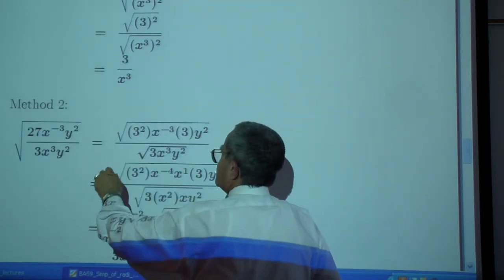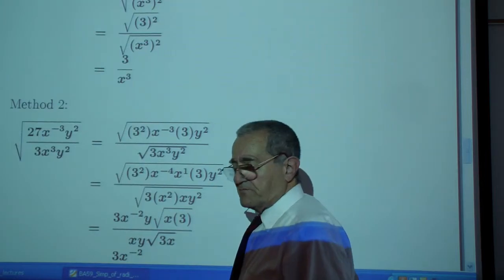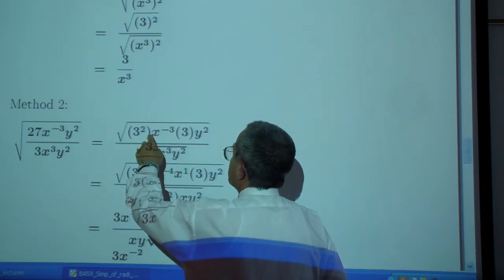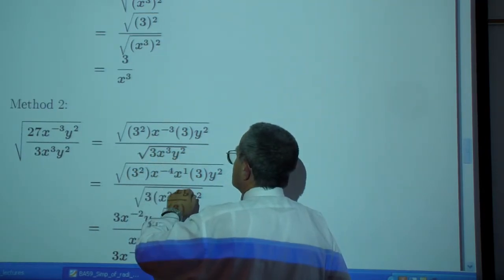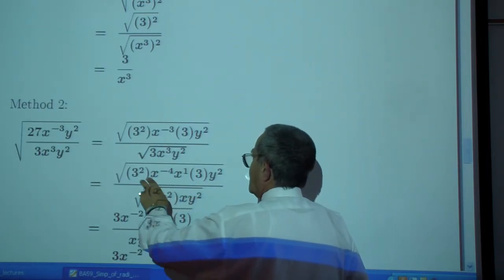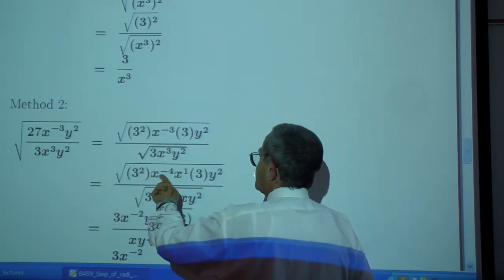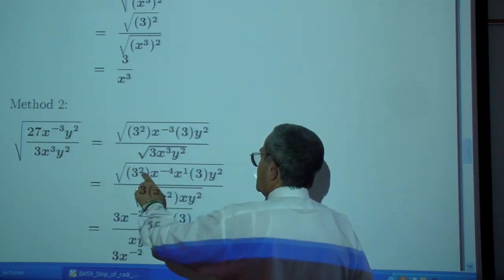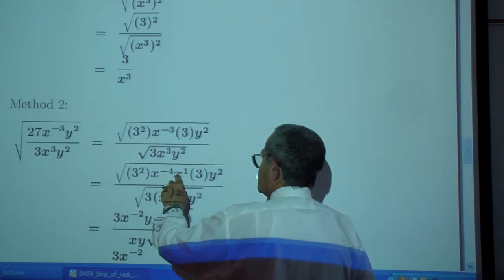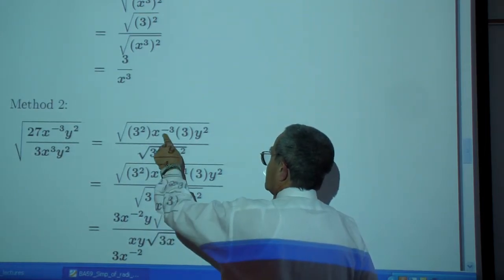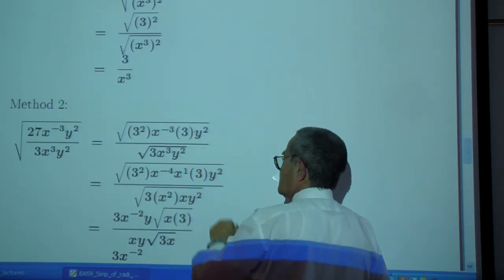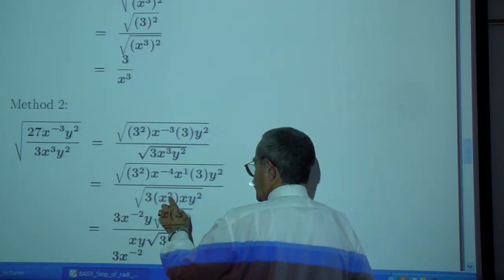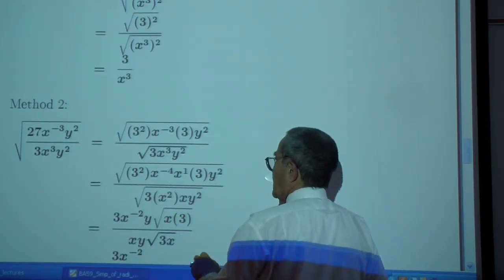You can take the square root of the numerator, the square root of the denominator. The square root of the numerator, you have 3 squared times 3, x to the negative 3y squared over 3x cubed y squared. Now, how about multiplying and dividing by x? I'd like to have an even exponent here. 3 squared is even, x to the negative 4 is even, negative 4 plus 1 is 3, that's the same as negative 3 here. The y squared remains. The denominator is 3x squared times x, again I want the second power, and y squared.